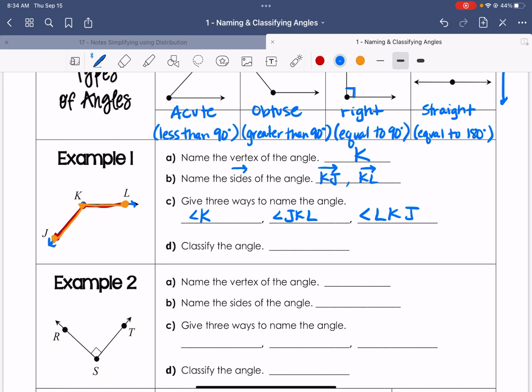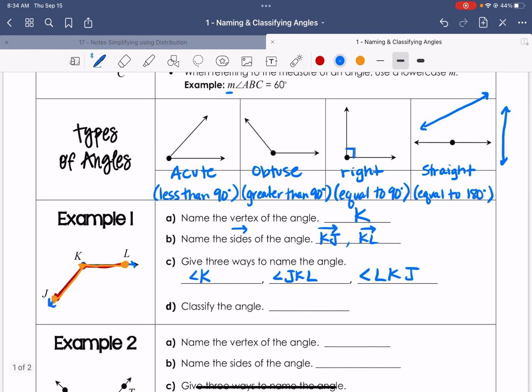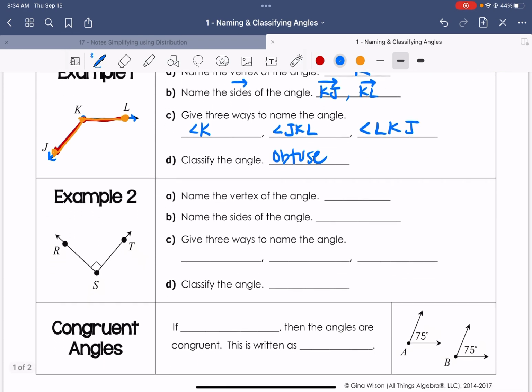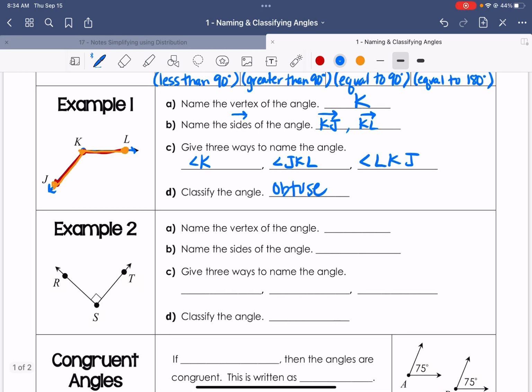Now, just looking at this without getting something out to measure it, do you think this angle is acute, obtuse, right, or straight? It looks kind of like an obtuse angle, right? So we're going to assume that. We won't always assume, but today we will. So go ahead and try example 2 on your own. Pause the video, try example 2, and then we'll go over the answers.